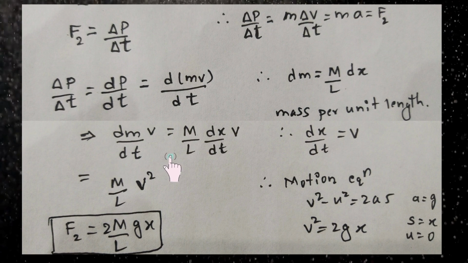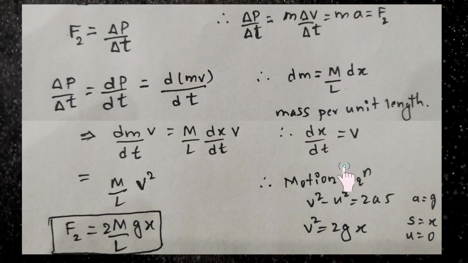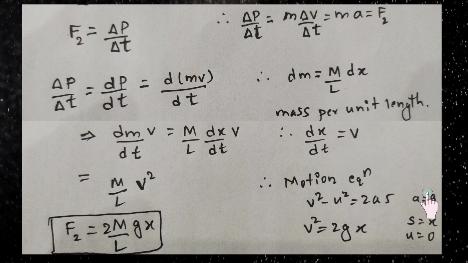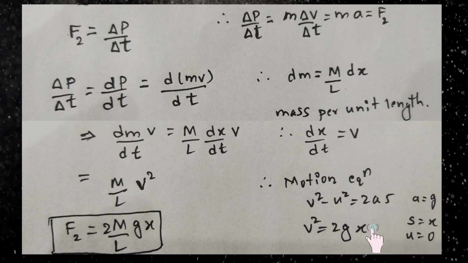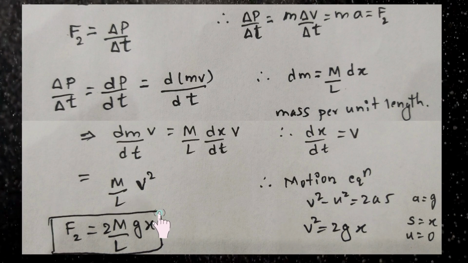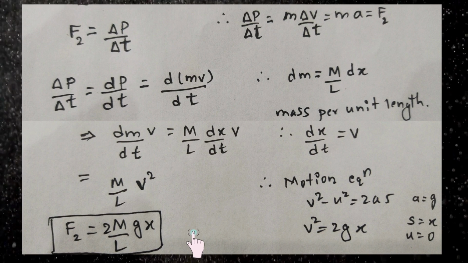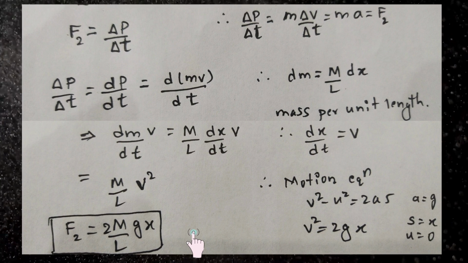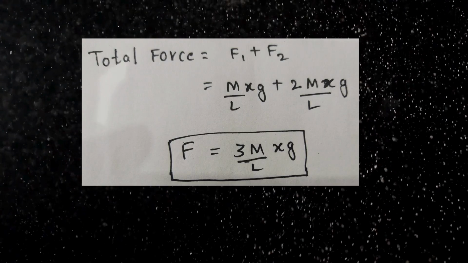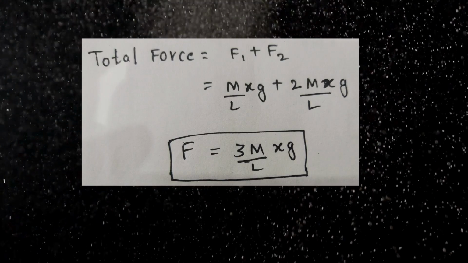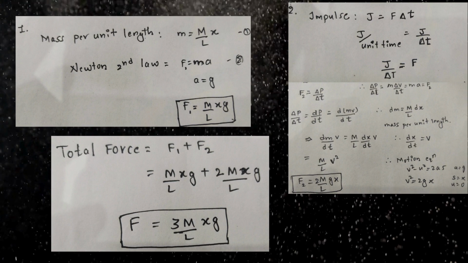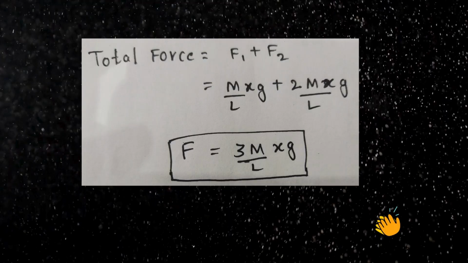By using the motion equation v² − u² = 2as, where the acceleration a is g due to gravity, s is equal to x, and the initial velocity is 0, we get v² = 2gx. By substituting v² in (m/L) v², we get the second force, that is 2(m/L) g x. So now we have both the forces. When the chain has fallen the length x, the weighing scale measures the total force of 3 m g x / L.